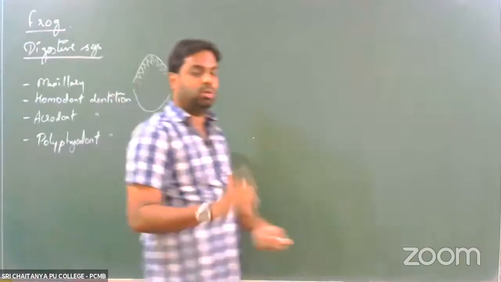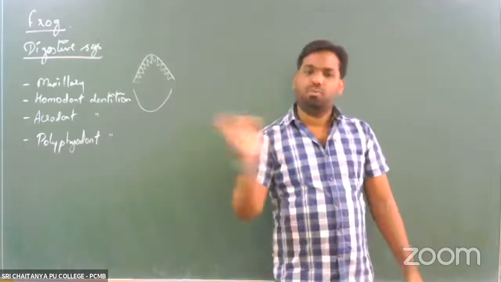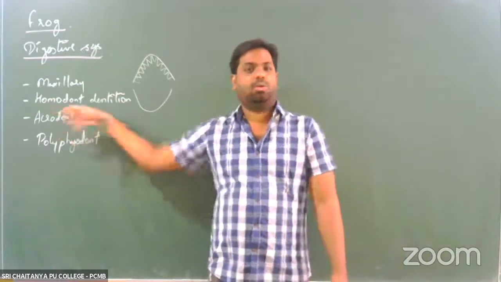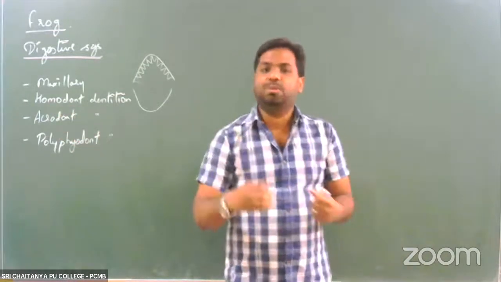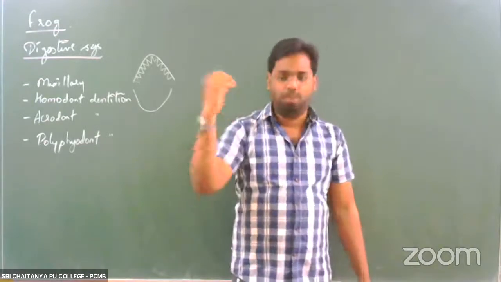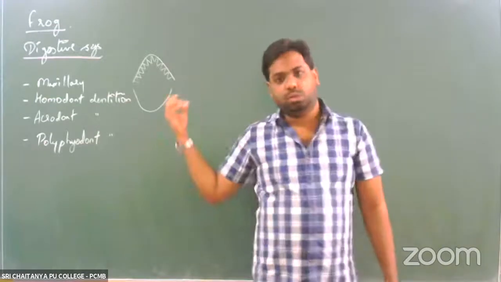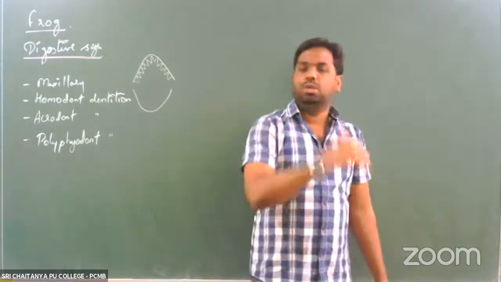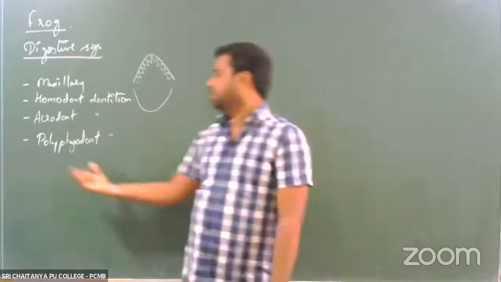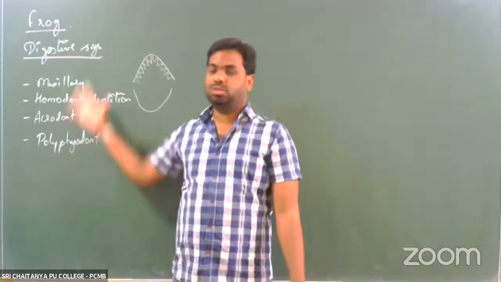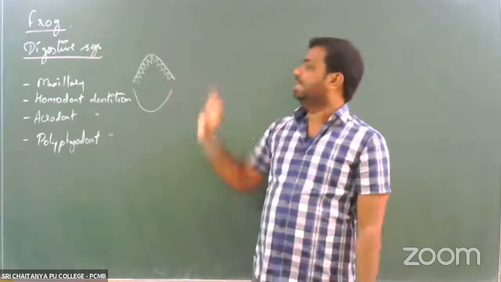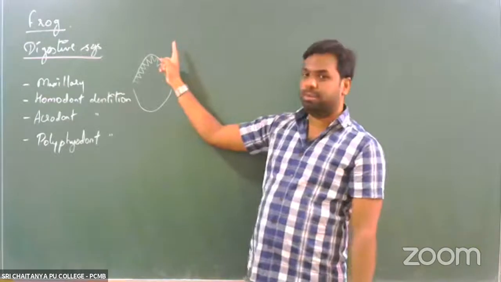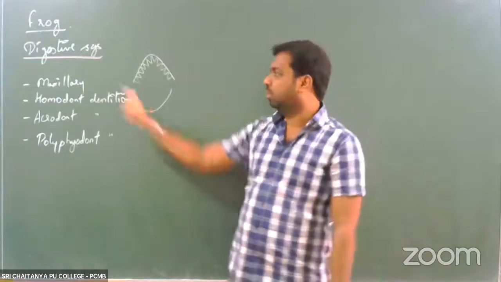Polyphyodont dentition means that several times the teeth fall off. The reason is that they show acrodont dentition: since the teeth are superficially arranged on the jawbone, there are more chances of the teeth falling off. As and when the teeth fall off, new teeth arise in their place. Such dentition we call polyphyodont dentition. This is what we have seen with regard to the teeth of the frog. Remember, teeth are present only on the upper jaw and not on the lower jaw, which is why we call them maxillary teeth.